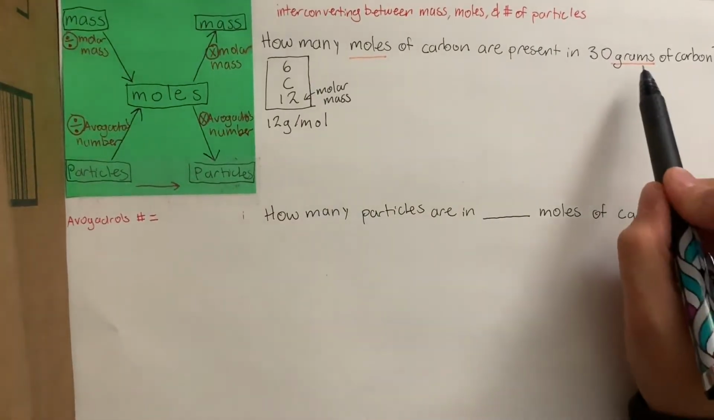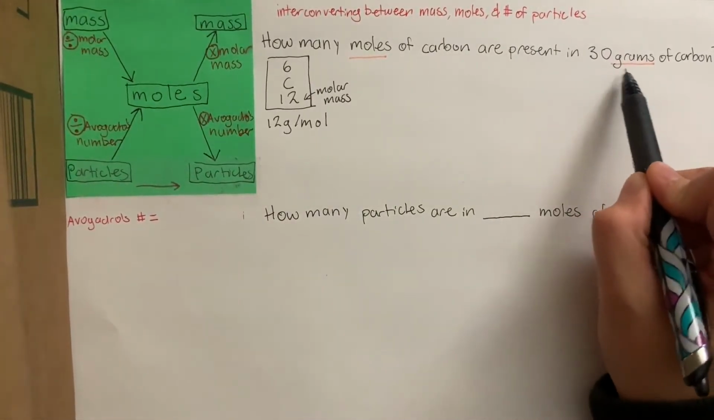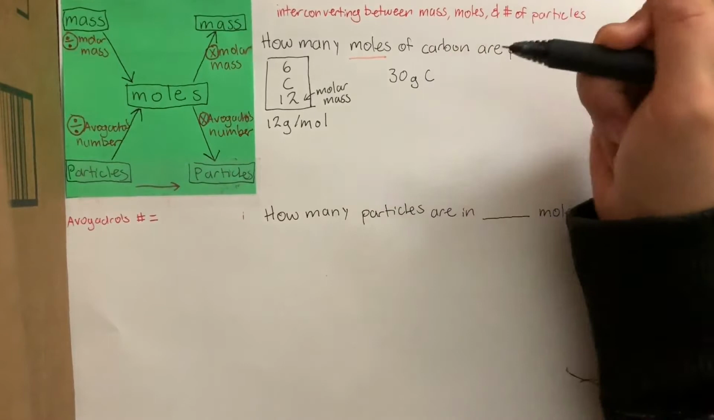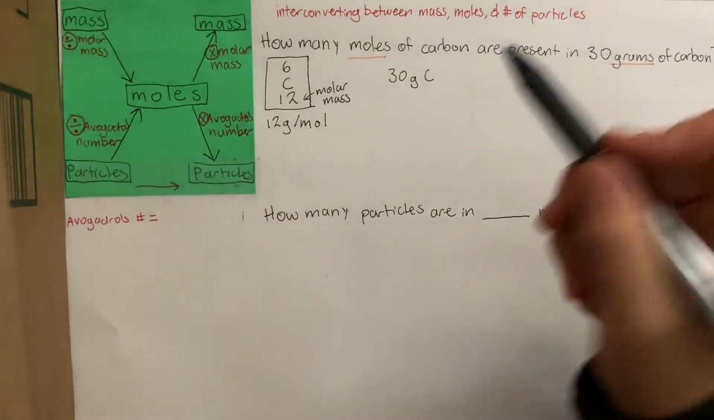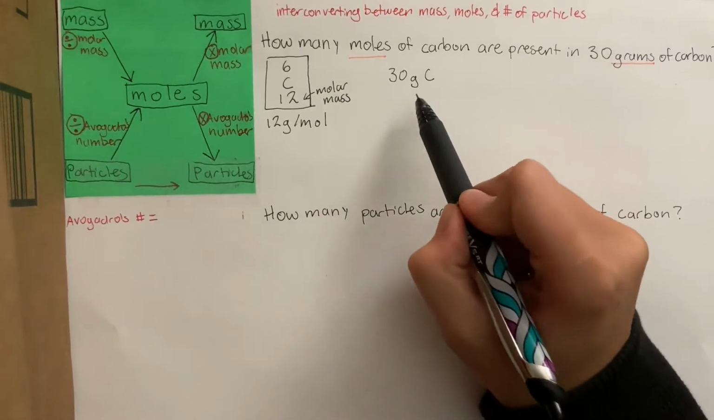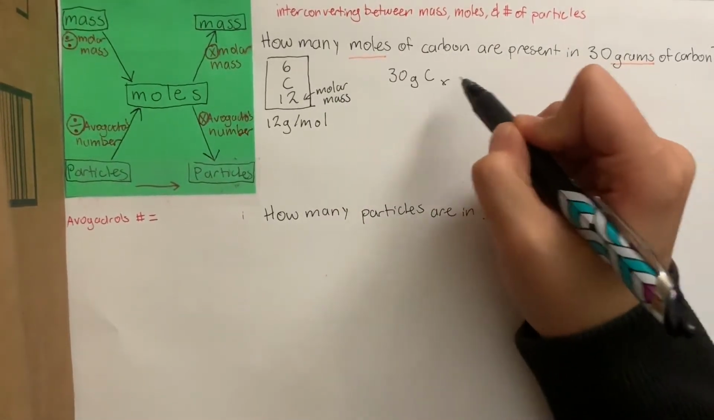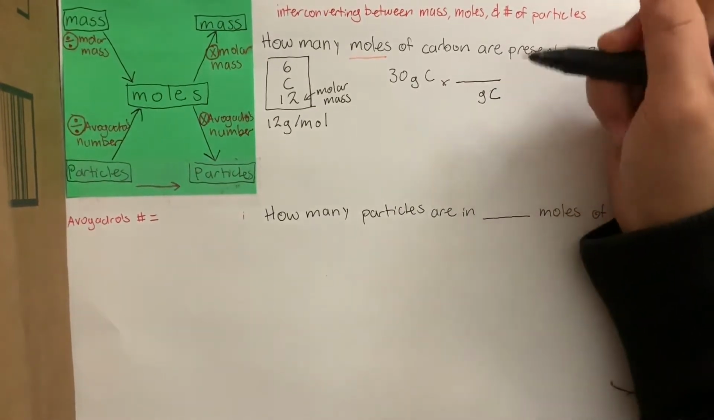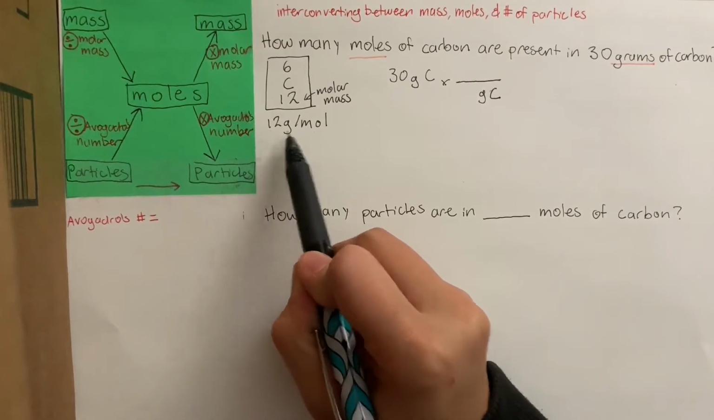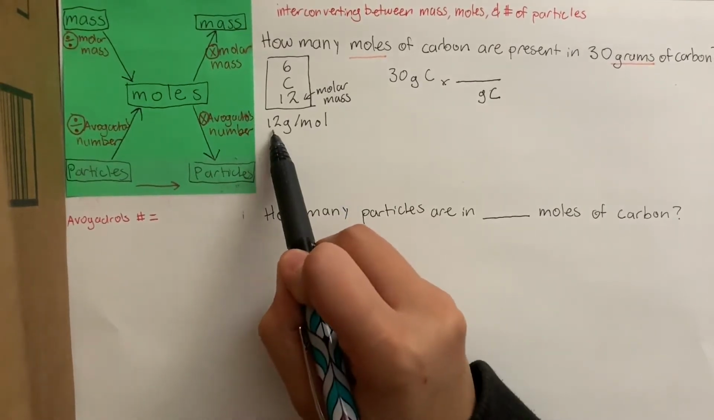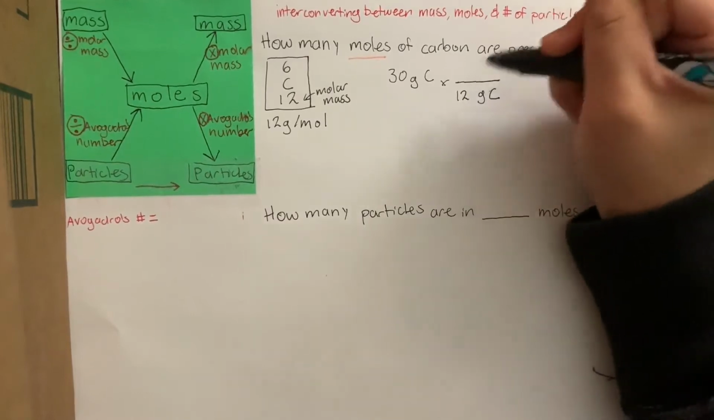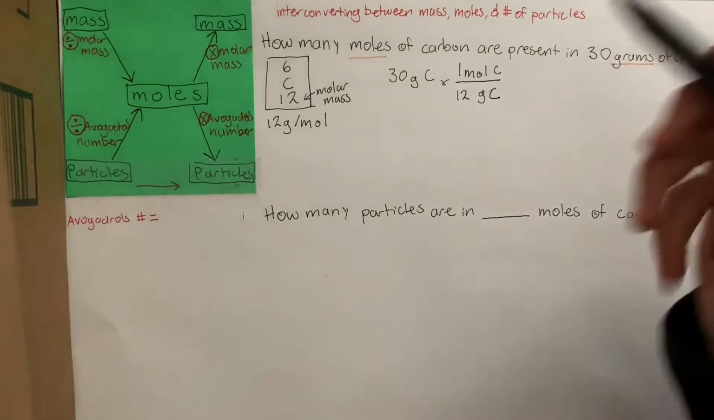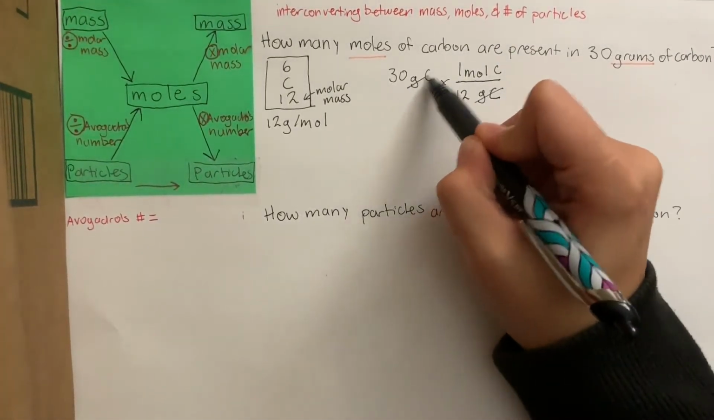So let's start with what we're given. We have 30 grams of carbon. So let's write down 30 grams of carbon. C stands for carbon. Because the grams of carbon is on the top, or the numerator, we want to cancel that unit out by having grams of carbon on the bottom. So we see the conversion factor is 12 grams per mole. We can write 12 grams in the denominator and 1 mole of carbon in the numerator. This way, the grams of carbon units cancel.